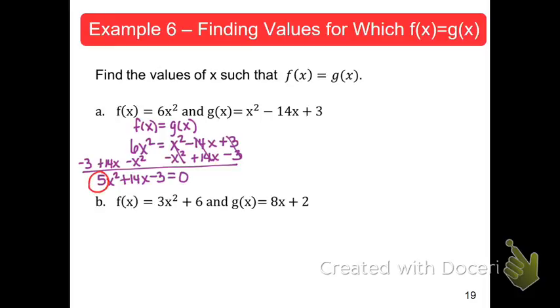This is my alien man. He's going to go on vacation. He kisses his wife goodbye. I'm going to do this over here on the side. Actually, I'm going to rewrite that step there. So what I have here then is 5x squared plus 14x minus 3 equals 0. This way I have room to work.